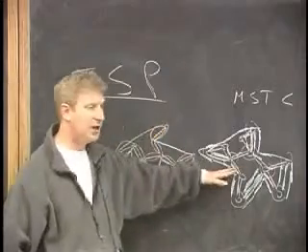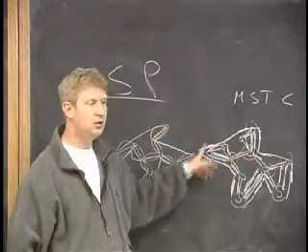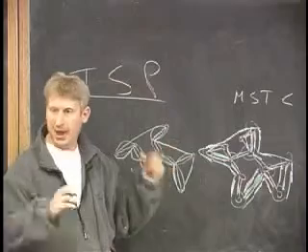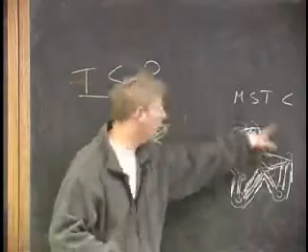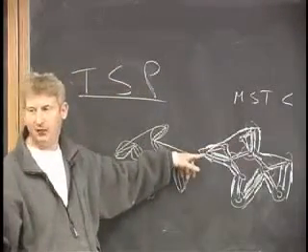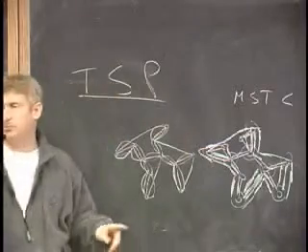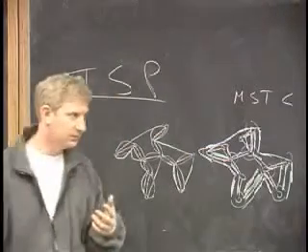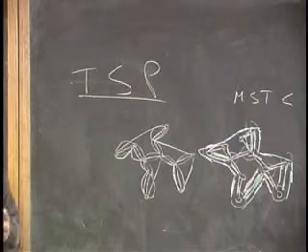Again, start with a minimum spanning tree. Look for the odd degree nodes. Do a minimum total weight matching, adding those edges. Do an Eulerian tour on the remaining graph. Shortcut it to get a traveling salesman tour. Let's figure out how long that tour can be.